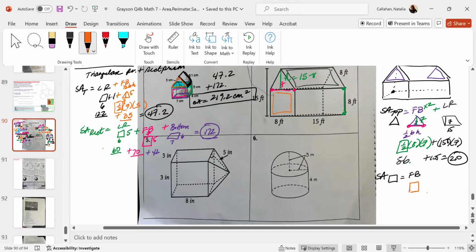And make sure you highlight it so that way you know. It's this part right here. That's the front and back, correct? Mm-hmm. 8 by what? 8 by 8. So that's 64. That's 128, correct? There's 2 of them. Plus left and right, which is this part right here, correct?